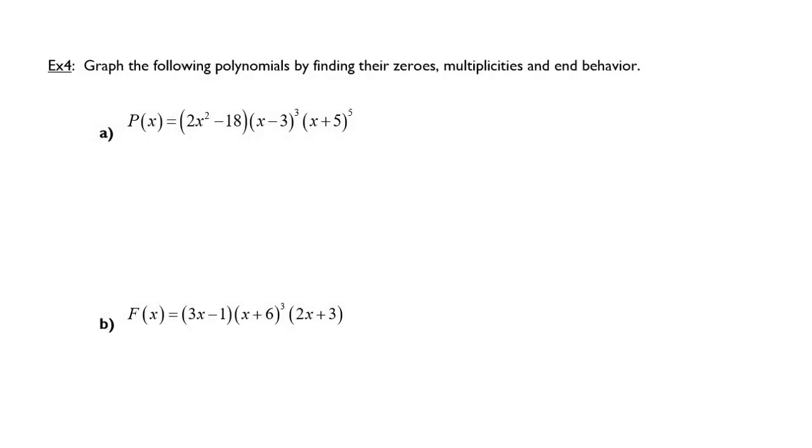Now let's take a look at example 4. We need to graph the following polynomials by finding their zeros, their multiplicities, and their end behavior. For the first example, we have p of x equals the quantity 2x squared minus 18 times the quantity x minus 3 cubed times the quantity x plus 5 to the 5th.